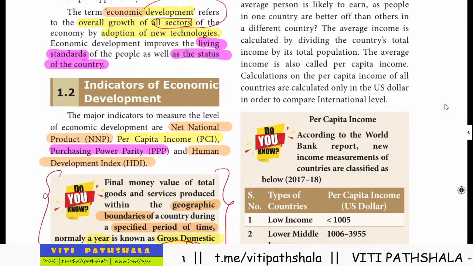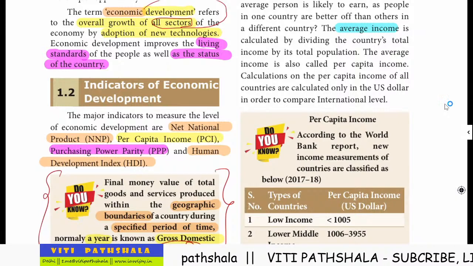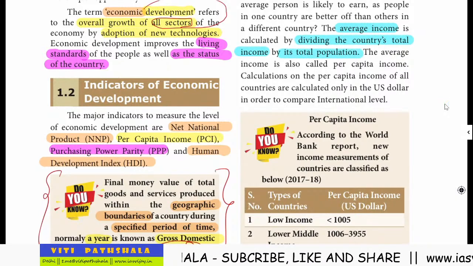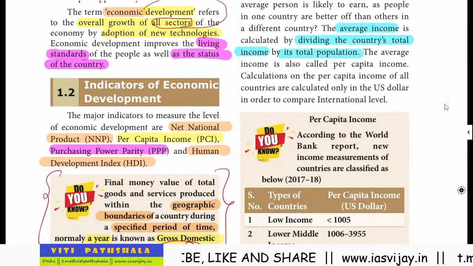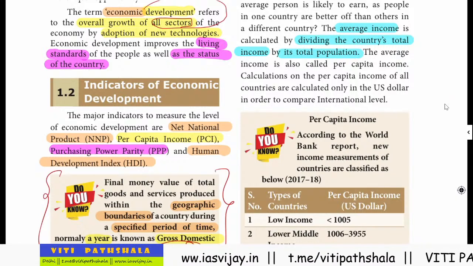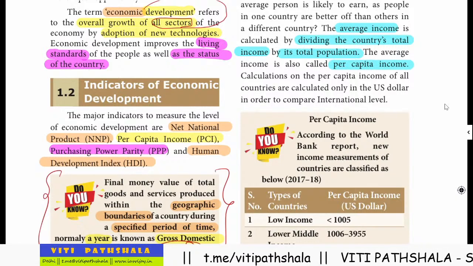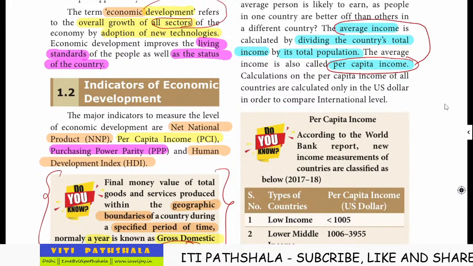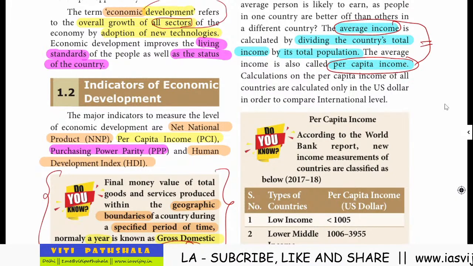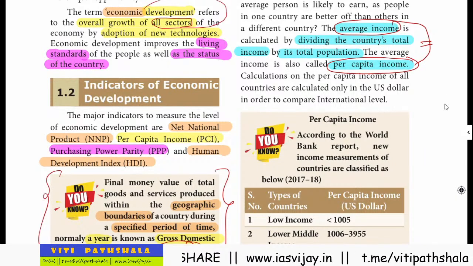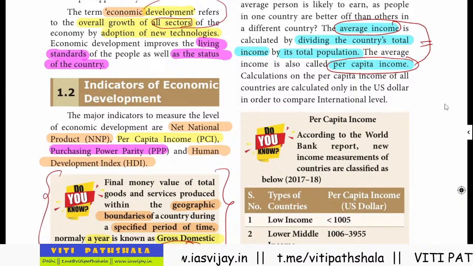So how will average income be calculated? Divide the country's total income by its total population. You will get the average income of that country. The average income, what do we call it? Per capita income. So remember, per capita income is the average income. Dividing the country's total income by its population, you will derive the per capita income.